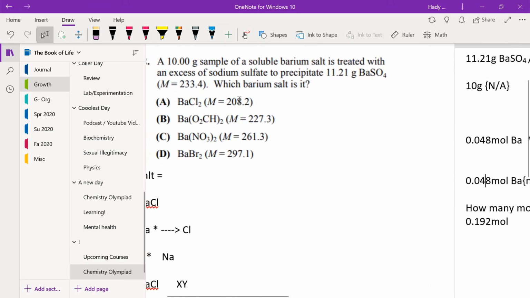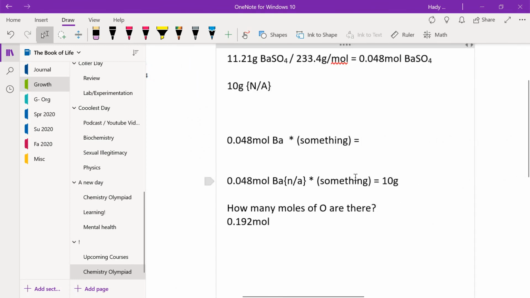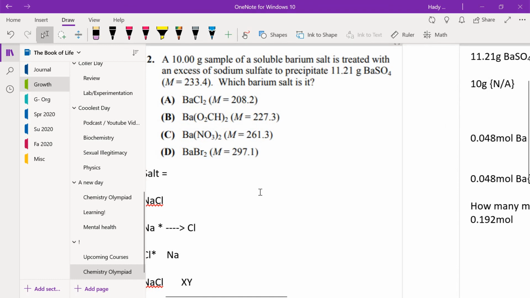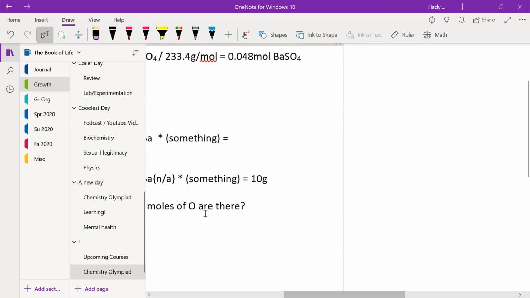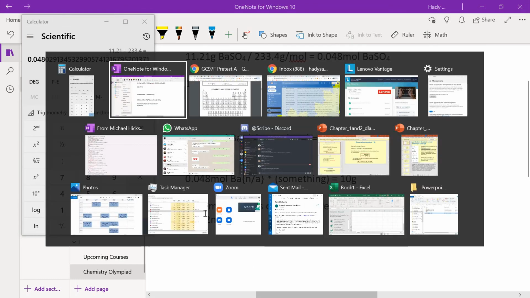This is just algebra at this point, really. This times what equals 10? So you just do 10 divided by this equals that. Or you could just plug in random numbers, but you want to get it as fast as possible, so I will divide.